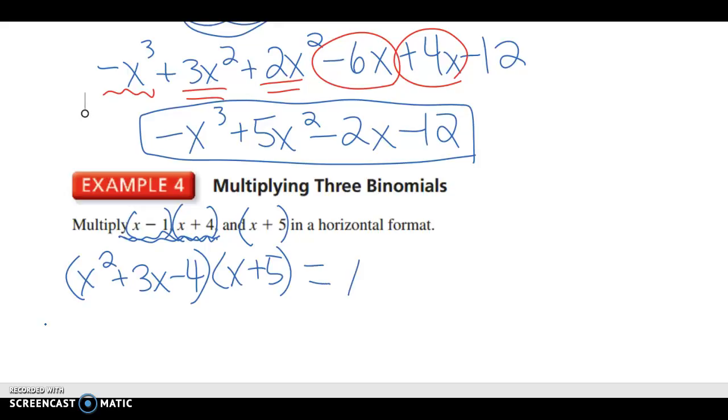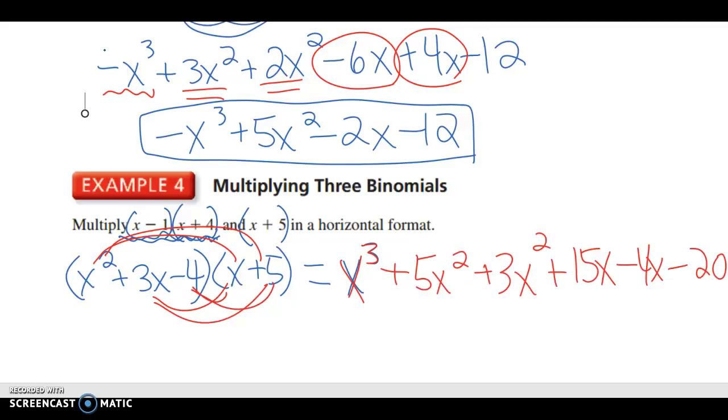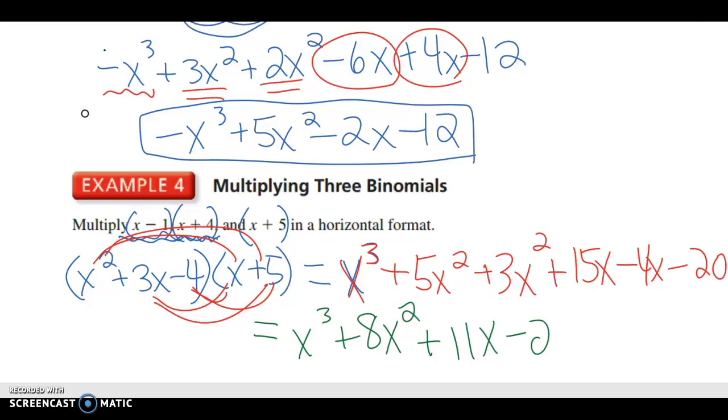So from here, I start to multiply each of these values. So make sure you distribute to everything, and then my final answer when I combine like terms should be x to the third plus 8x squared plus 11x minus 20.